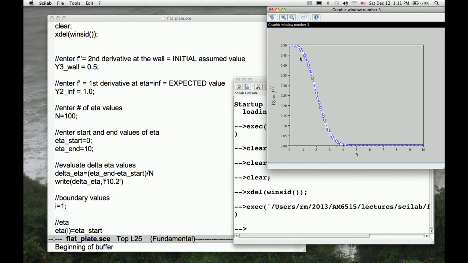Because ultimately the reason we did all of these things is to be able to solve numerically for the velocity profile, isn't it? So I think that is what is important.